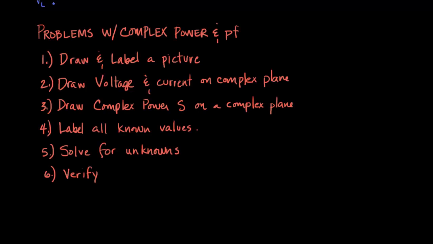Here's the algorithm that I use for solving these, and it might be a little bit of an overkill, but I'm finding that it's helping me to understand how to solve these problems and also preventing me from making mistakes. First thing I do is I draw a picture of the circuit. Even if it's a word problem, I like to have a picture to look at. Then I draw the voltage and current on a complex plane, and I draw the complex power on a different plane. I label all the known values onto those two planes and solve for the unknowns, which oftentimes ends up being one of the equations that we were looking at just a second ago, or some basic trigonometry. And because you have the triangles there, there are usually four or five different ways that you can verify your solution.